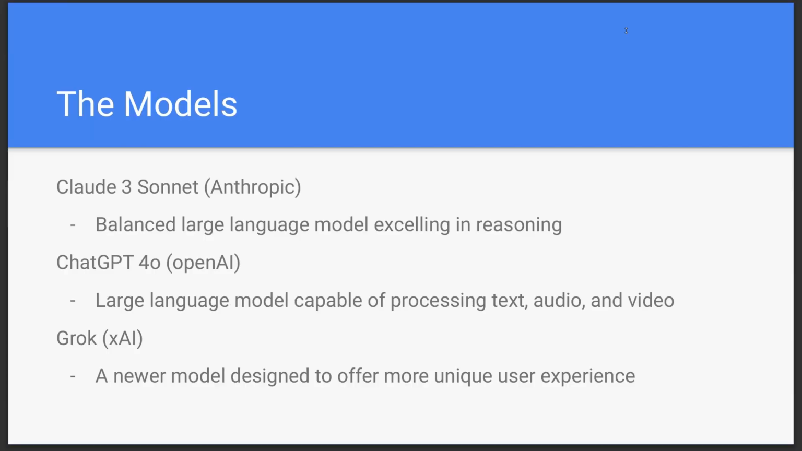So here are the models we will be comparing today. The first is Claude 3 Sonnet. This is known for its balanced reasoning abilities, and it excels in providing logical and coherent responses. The second is ChatGPT 4o. ChatGPT 4o is capable of processing text, audio, and video, and it is quite a versatile model. Lastly, we will be looking at Grok, which is a newer model designed to offer a unique user experience. Grok aims to provide innovative and engaging responses.